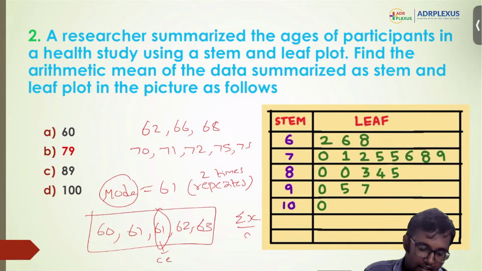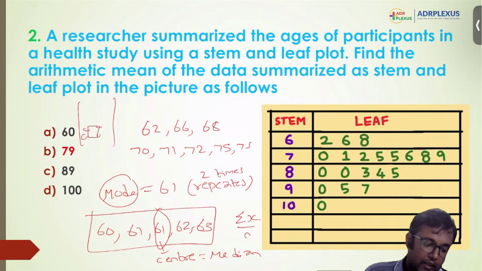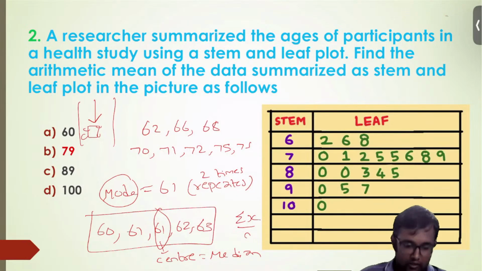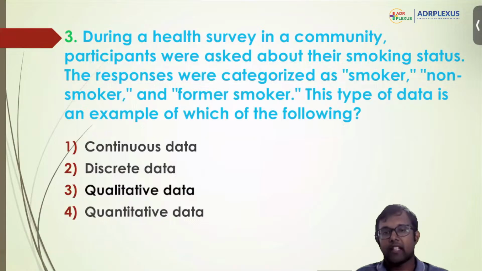Whatever is in the center, that is the median. See, when you are traveling on the road in a car, you hit the median. Today, 2 persons died hitting the median of the road. Median means center. That is a relatively simple question. Third question: now you have understood the concept, you can easily answer.